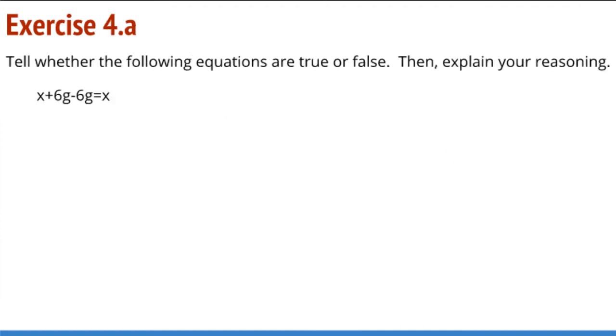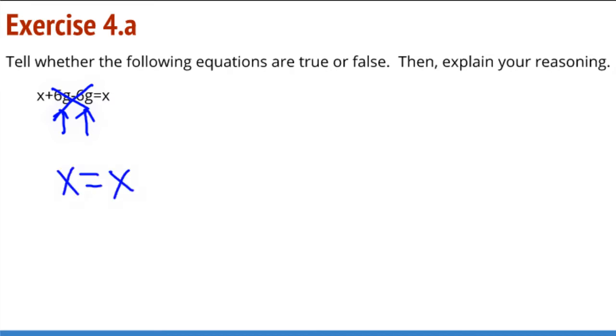All right, so now we need to do a little bit of evaluating here. We need to ask ourselves, is this equation true or false? And then give a reason. Well, I know in lesson 1 that we talked about if we add something and then subtract it away, they kind of cancel each other out. They're opposite numbers. So that would mean that x is equal to x.